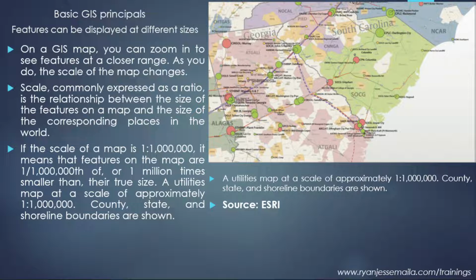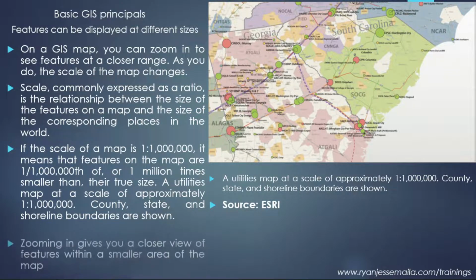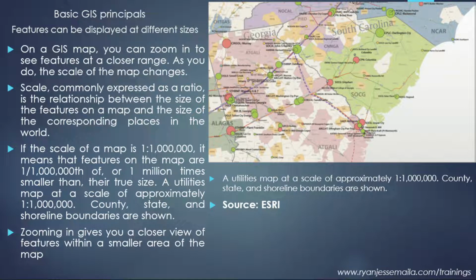If you're working with different provinces, you would see the whole map of Zambia or the whole map of Lusaka, or just a particular township, or just a particular location, it could be UTH. You are just viewing UTH. So those are different scales, and it will show you that the feature you are seeing is this number of times smaller compared to the real world. Zooming in gives you a closer view of features within a smaller area of the map.